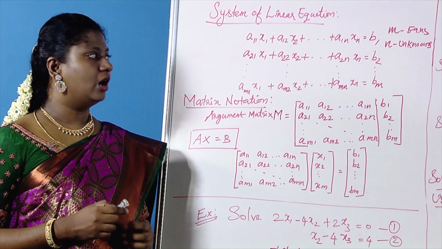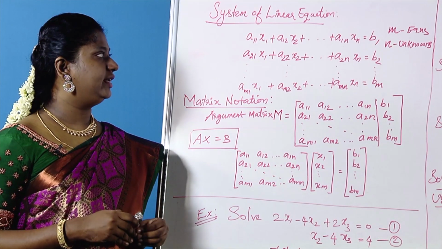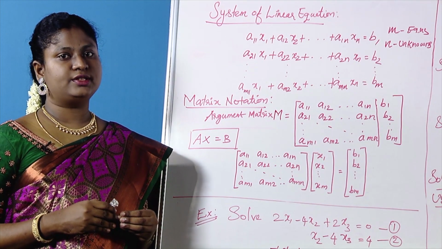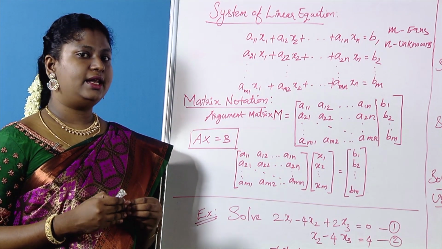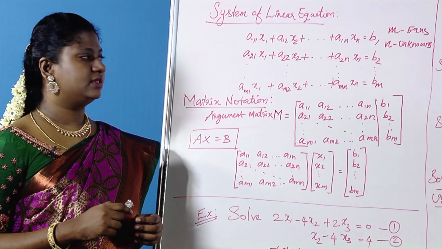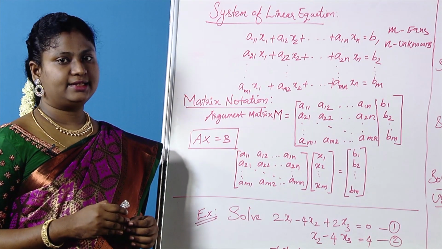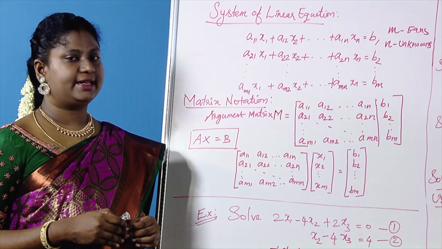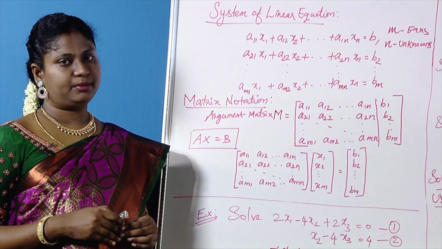Now, how are we going to solve the system of linear equations? As we have already stated, a solution to the system of linear equations means the list of values for the variables, that is for the unknowns xi's, so that if we substitute the values here, all of the equations get satisfied. That is what we mean by solution.